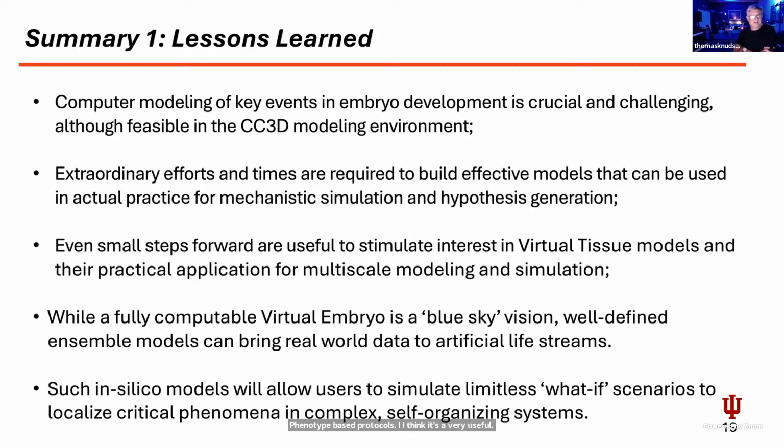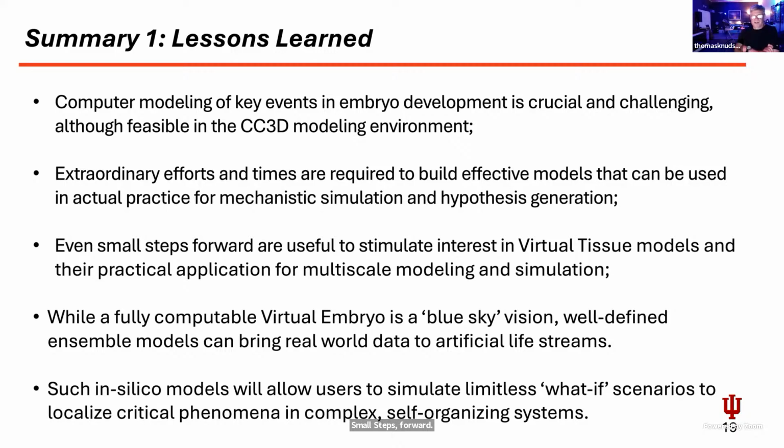It's got some limitations, as we all know. It does some things better than others, but in terms of modeling the system, you can model systems with as many as 13 or 14 different genetic signals interacting and begin to make predictions that you couldn't do in the real world. So that's what the actual practice is using this. And extraordinary efforts and amounts of time are going to be required to build these types of effective models that can be used in practice, either for mechanistic simulation in a multi-scale system or for hypothesis generation. Small steps forward are useful.